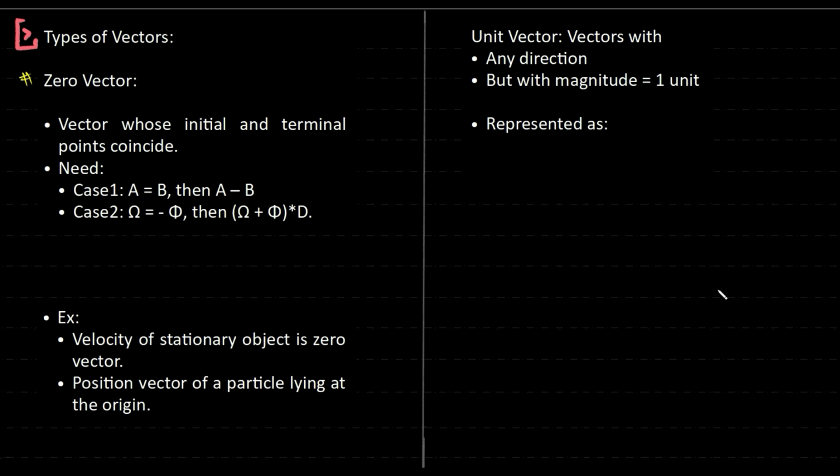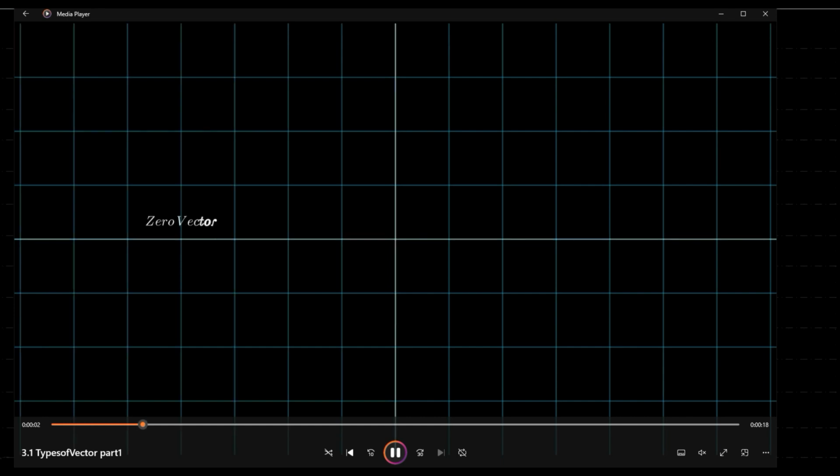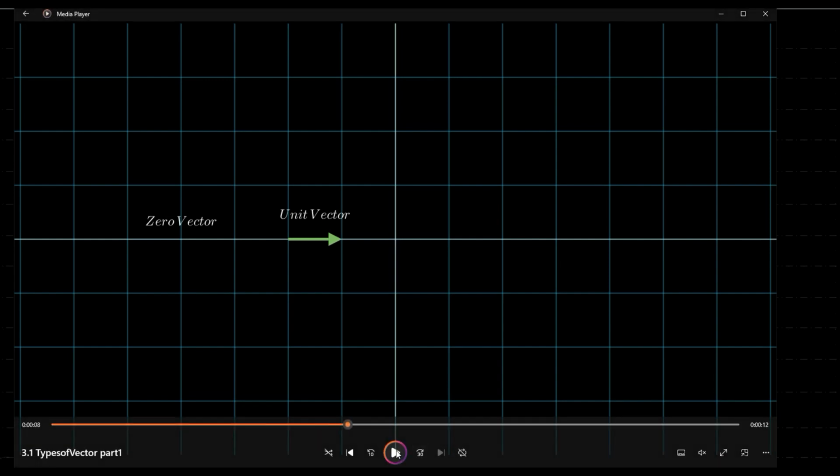We're looking at types of vector. Let me start off with a small animation. First, we have something called a zero vector. Second is a unit vector. First of all, understand what the word unit means. Try to recall that, and now apply the concept onto this. Think, why is this called a unit vector?